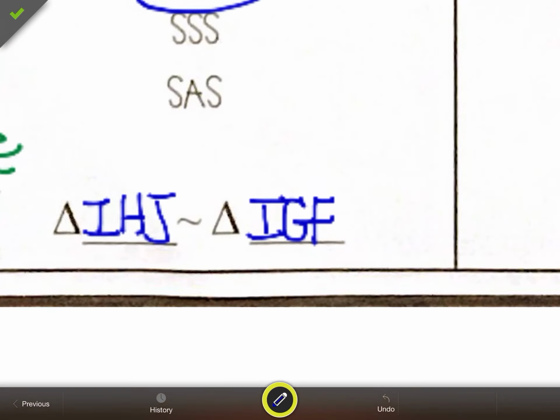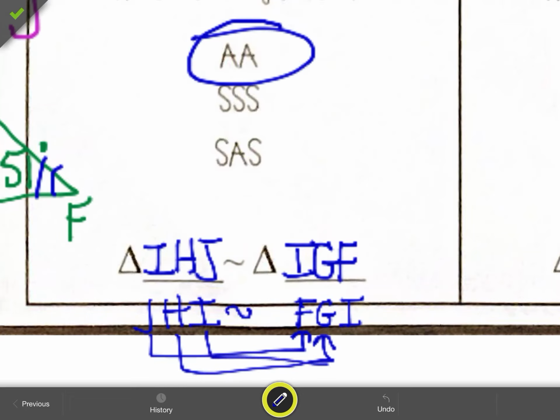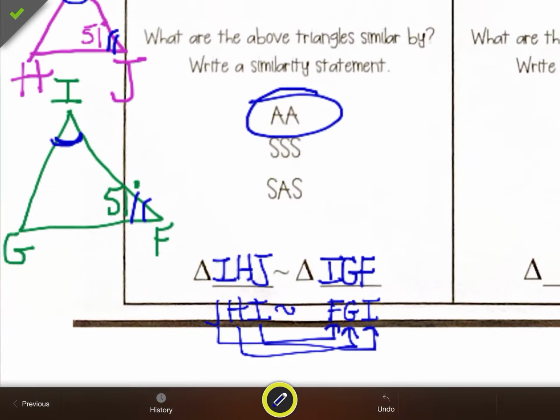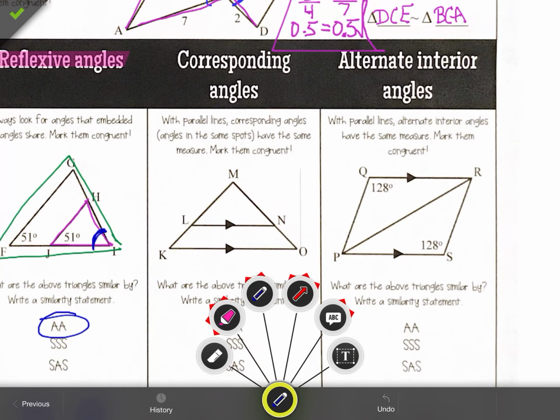Now, is that the only way you could write it? No. If somebody else started with J and wrote triangle JHI, they'd have to match up their parts correctly. So their answer might say triangle JHI, I'll just write it down so you can see it, is similar to triangle FGI. Their parts have to match, meaning J still matches with F, H still matches with G, and I still matches with I, and that's according to our picture. So there's lots of variations that you can come up with. So don't think you're wrong. Check it with me before you scream that you're wrong.